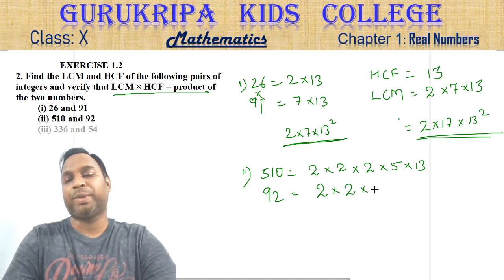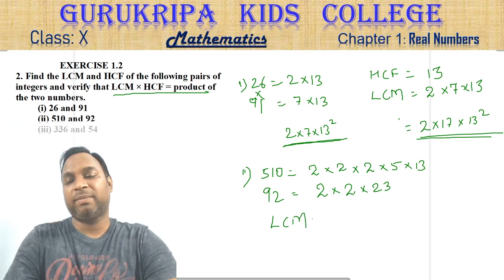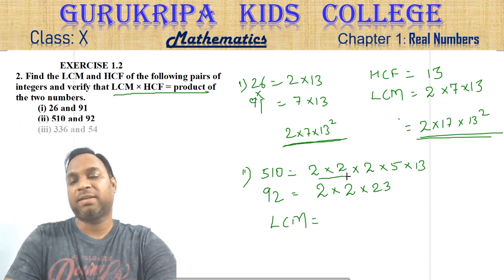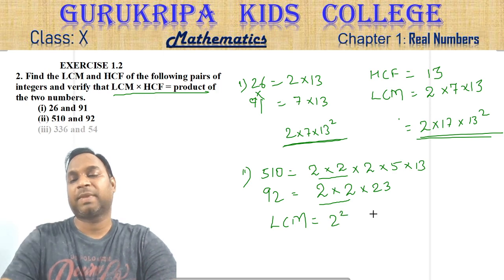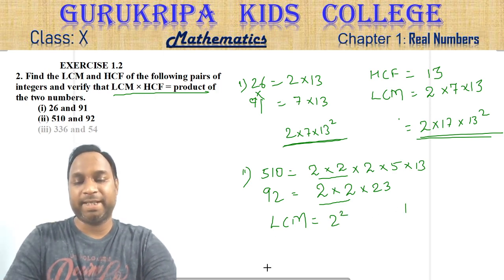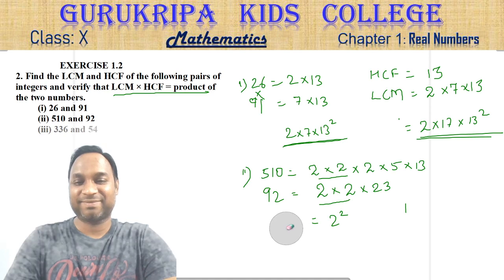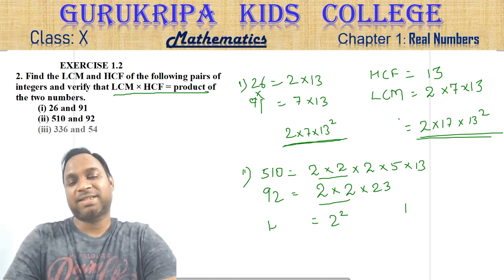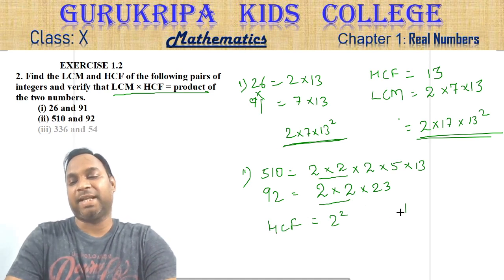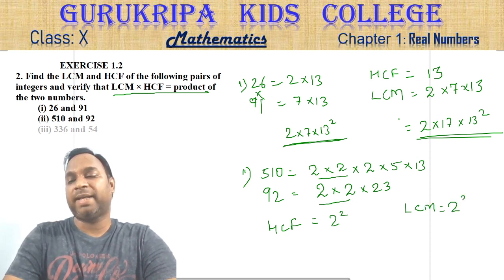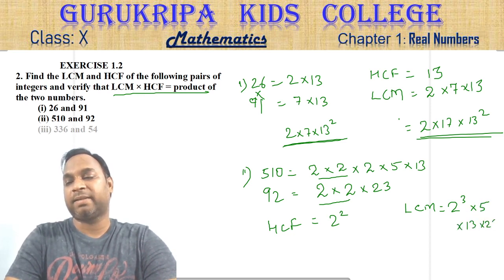Into 2 into 23. Okay, so for the HCF, 2 is coming twice in both cases, so 2 square. That is the HCF, not the LCM. This is the HCF, and the LCM is 2 is coming thrice, 5 is coming once, into 13 into 23.